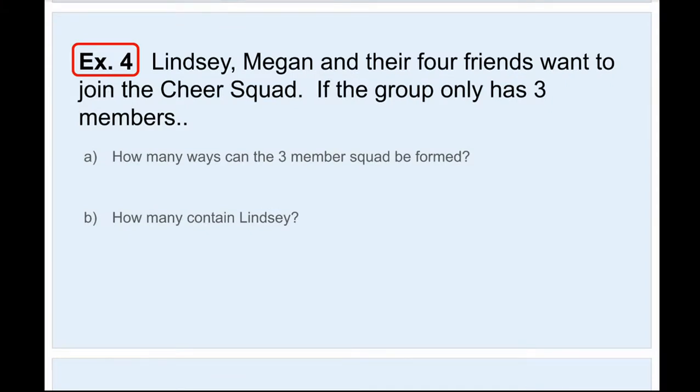So in example 4, Lindsay, Megan, and their 4 friends want to join the cheer squad. If the group only has 3 members, how many ways can the 3-member squad be formed? So we're just looking, again, we have Lindsay, Megan, and their 4 friends. And the question is asking us, how many ways can a 3-member squad be formed? So we have 6 total options, or individuals. We're choosing 3 of them. In this case, 6 choose 3 equals 20 ways. So there are 20 ways a 3-member squad can be formed.